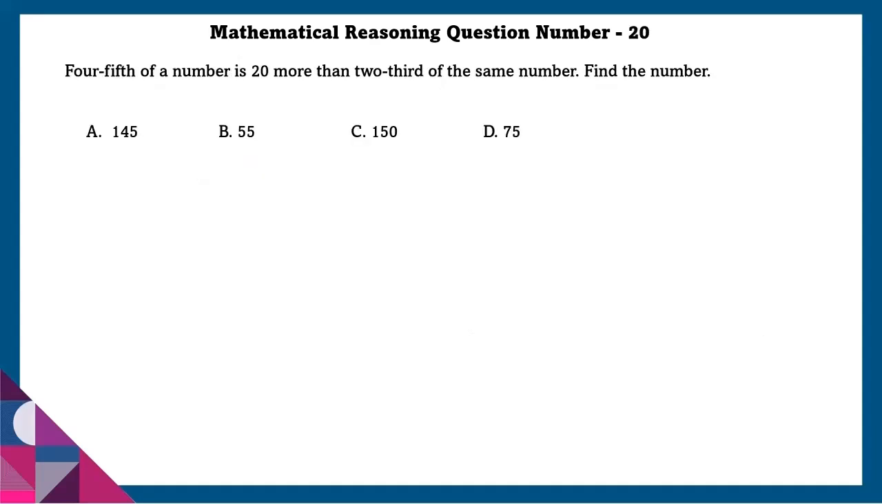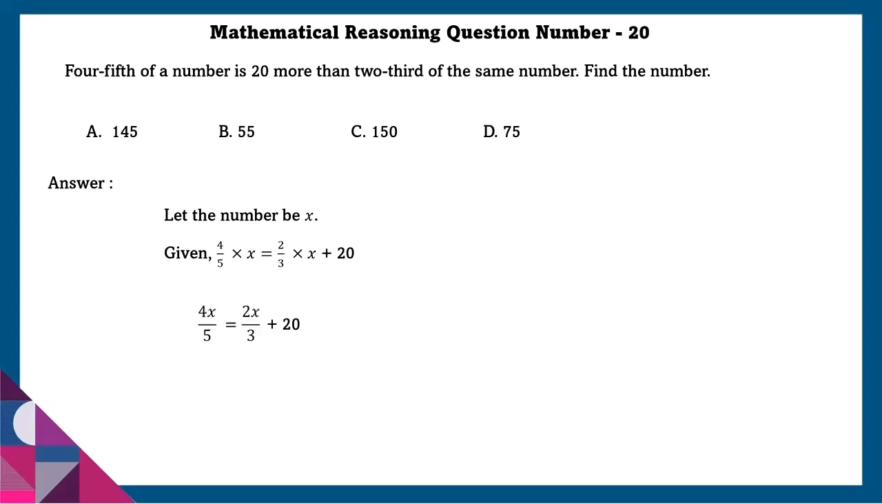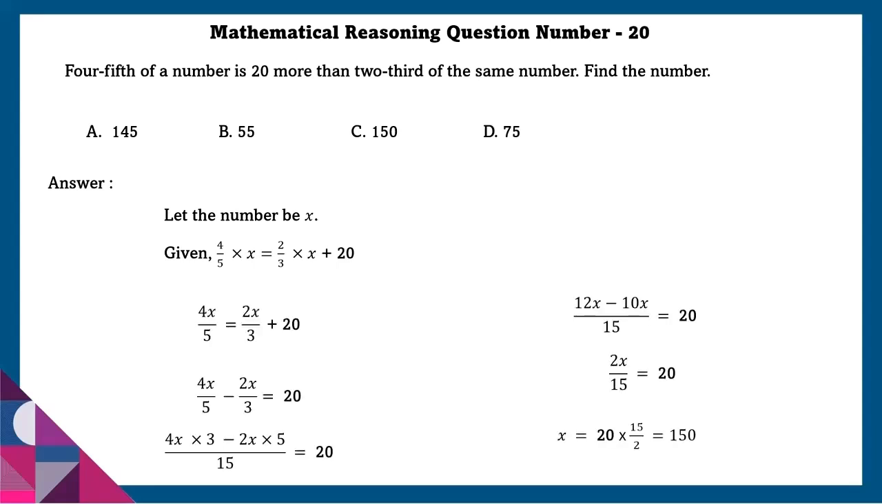Mathematical reasoning question number 20. 4/5 of a number is 20 more than 2/3 of the same number. Find the number. Let us take the number to be x. Given 4/5 into x is equal to 2/3 into x plus 20. Simplifying this statement, we can find the value of x, which is equal to 150.